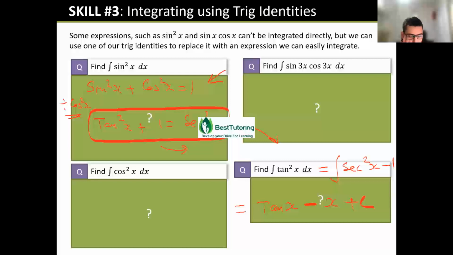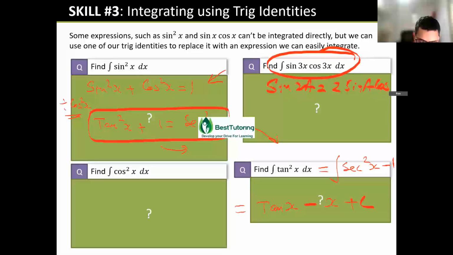So now we have done 4 questions. In the first question, sine square x, we used the cos double angle formula to rearrange. For cos square x, we used the double angle formula to rearrange. And in sine 3x we used the double angle formula, sine 2a is equal to 2 sine a cos a. And in this one we used the identity.